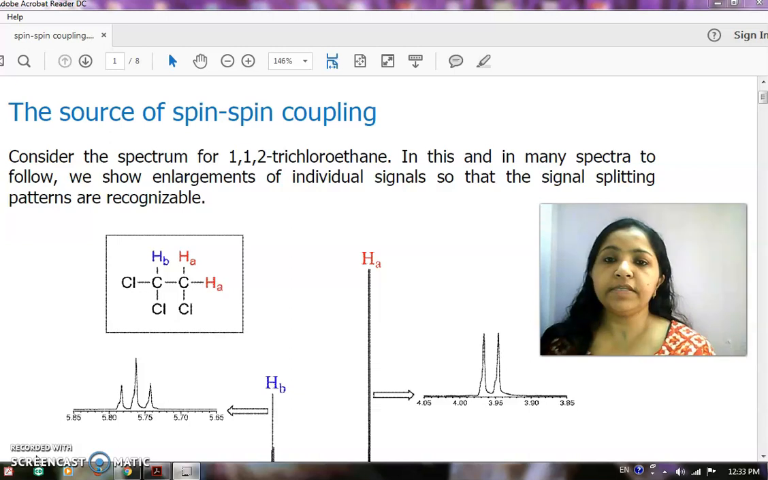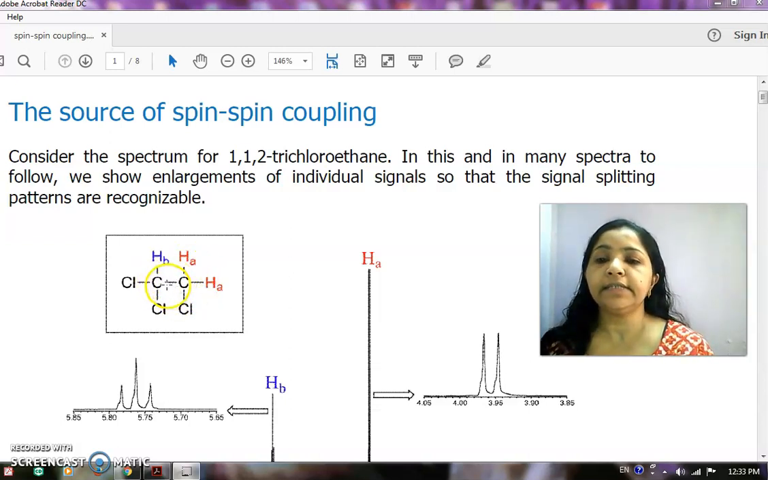So today we will be discussing spin-spin coupling. For this discussion, I have preferred to take this particular example. In this example, we can see that there are two carbons, and in these two carbons, there are two different hydrogens, and there are in total three hydrogens. However, these three hydrogens are definitely in two different environments.